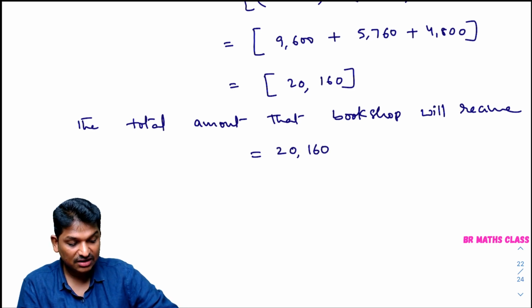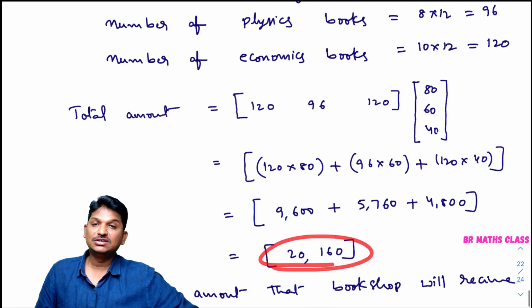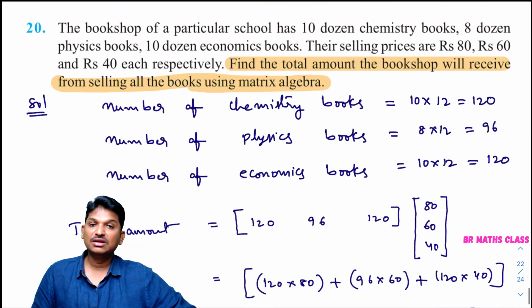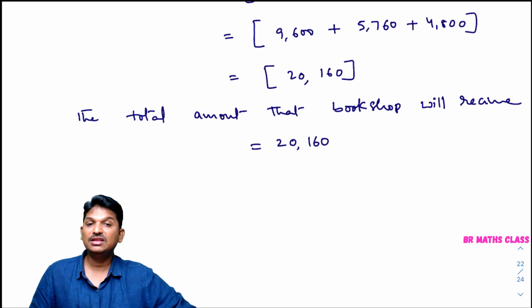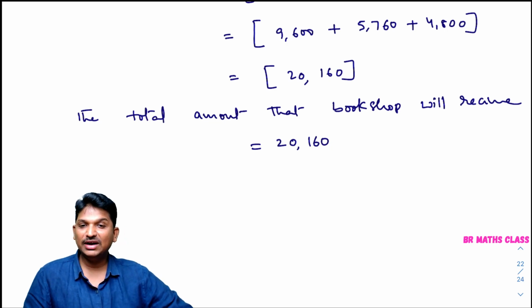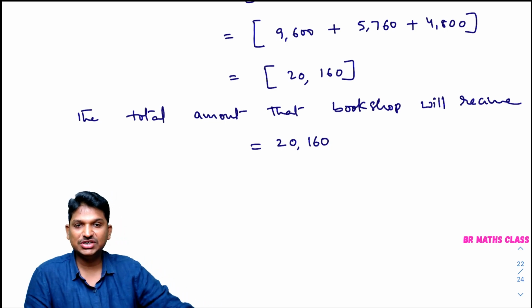20,160. So if they sell all the books, then they'll get this much amount, 20,160. I hope you understand this solution.